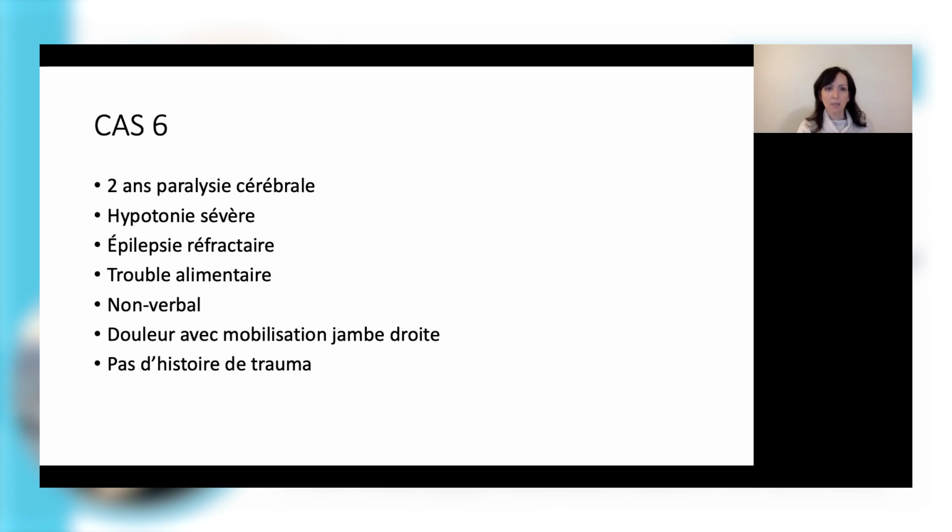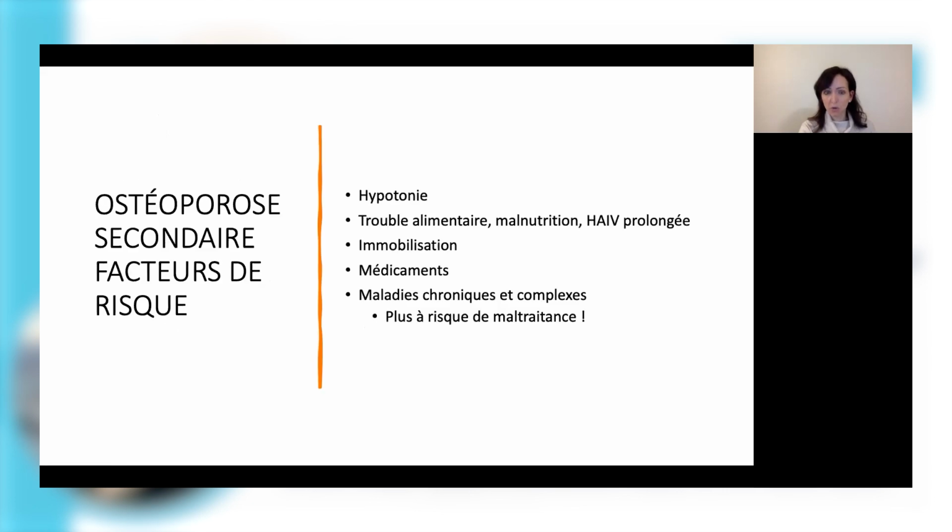A 2-year-old boy who has CP, very hypotonic, has epilepsy, has an eating disorder, has dysphagia, is on tube feeding, nonverbal, and all of a sudden seems to have pain when they're changing his diaper and moving his right leg, but there's no history of trauma. So this is likely to be a case of secondary osteoporosis. This kid has lots of factors to have weak bones. He's non-weight bearing. He may be malnourished. He may have a special diet, the anti-epileptic medication that he takes. So this is the typical child with medical complexity.